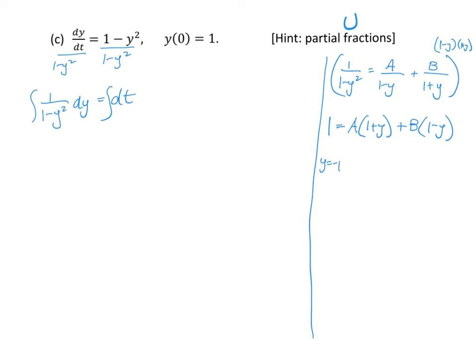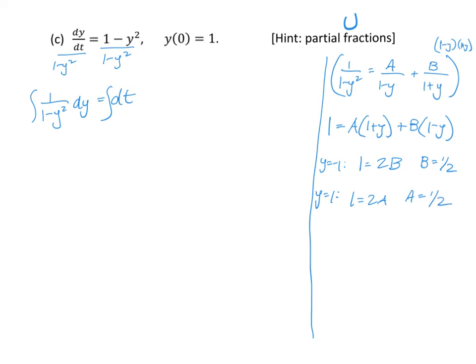This has to be true for all values of y, so choose some convenient values like y equals negative 1, and you get 1 equals, the a term cancels, and then you have b times 1 minus negative 1, which is 2. So b is a half. And then if you plug in y equals 1, the b term cancels, and you're left with 1 equals 2a, so a equals a half.